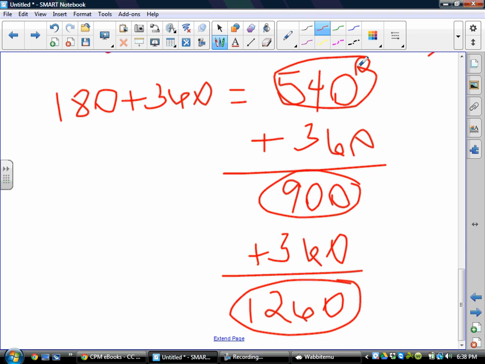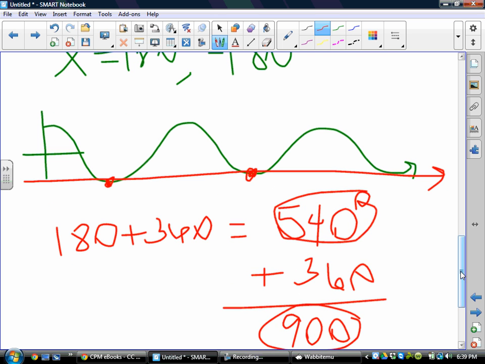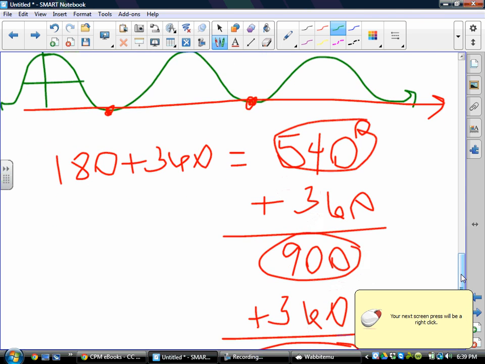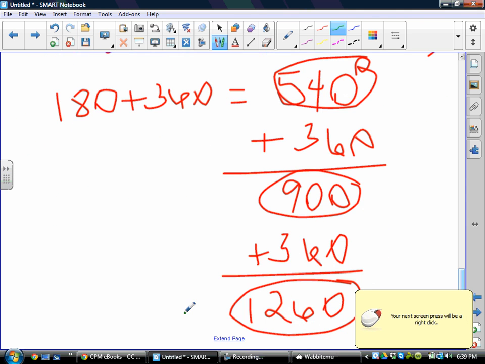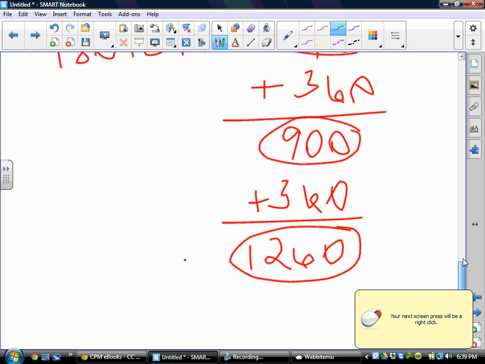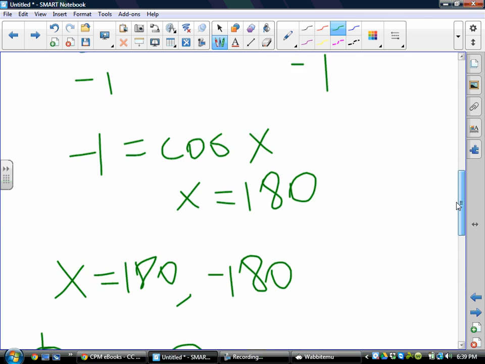So every cycle, it repeats. If I go back to my little pretend graph up here, it's going to keep going. And it also goes in the negative direction. Right? So I had negative 180 was a spot right there where they should have intersected. But I could have also had negative 900 or negative 1260 as answers as well. So I have more than just 5 solutions.